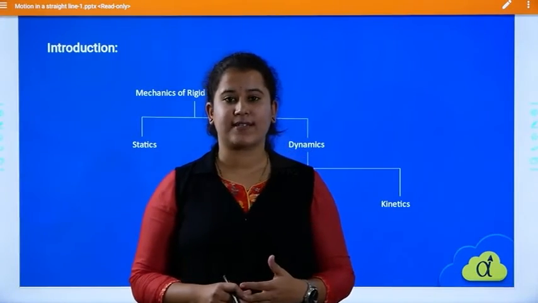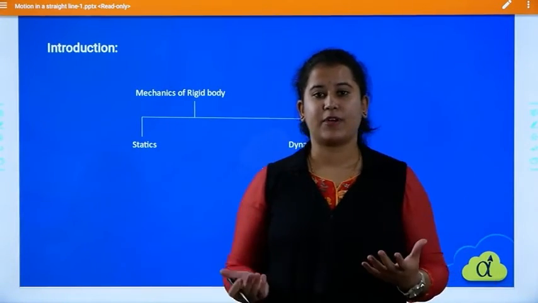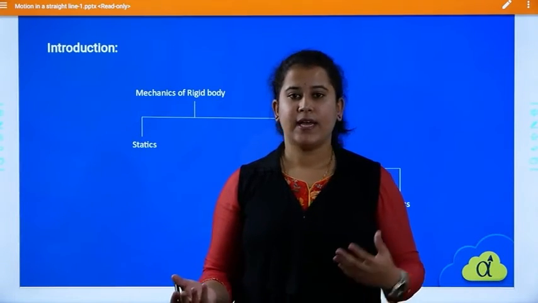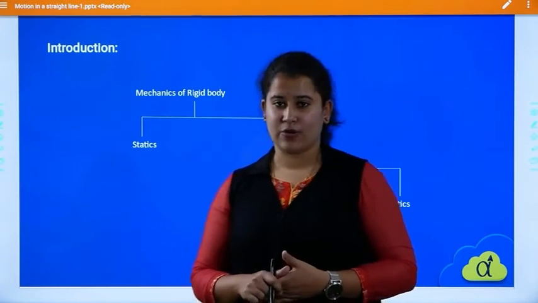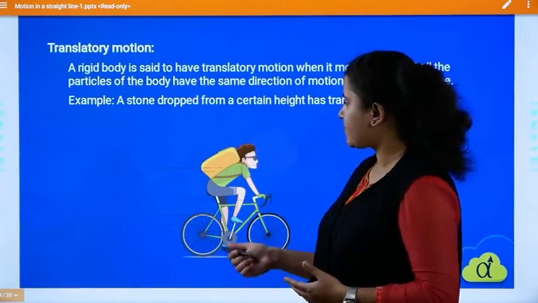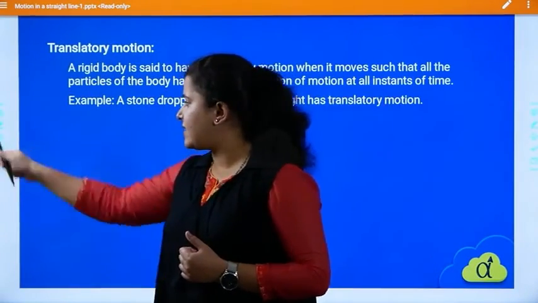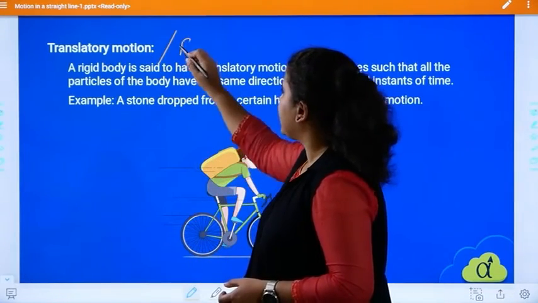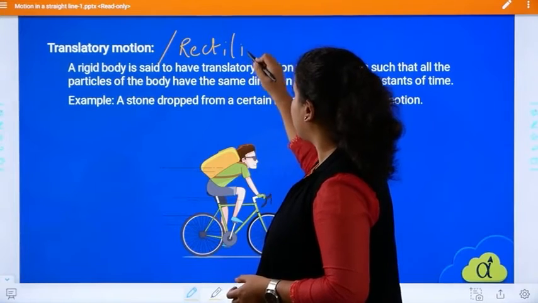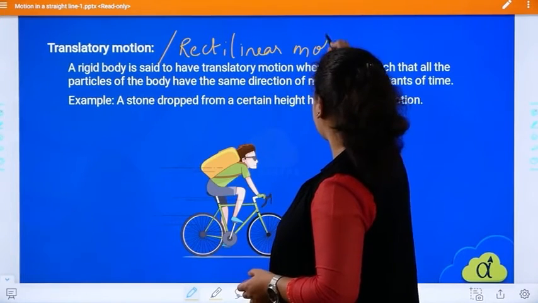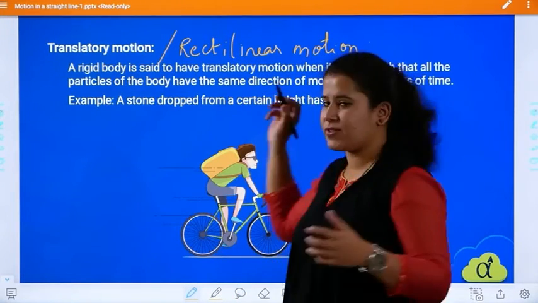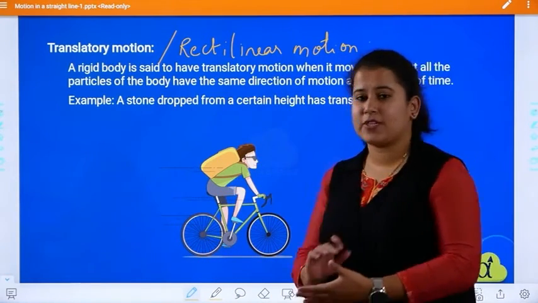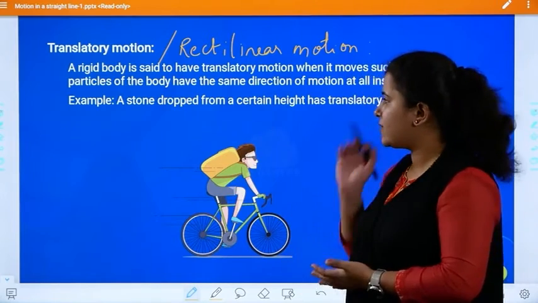Before going to motion in a straight line, you have to understand that a straight line can be called in many terms, right? It can be called translatory motion, linear motion, or rectilinear motion also. Coming to the first, we have translatory motion. Translatory motion is also called rectilinear motion. Whenever the body is moving in a straight line, we call it translatory or rectilinear motion. What is the definition? We'll just look into the definition.